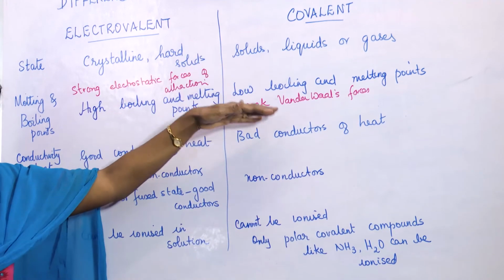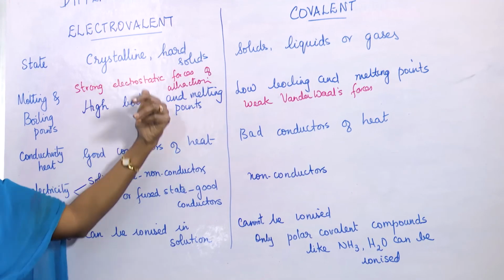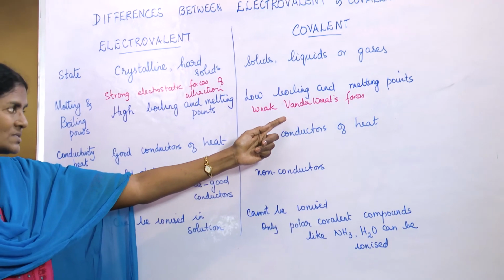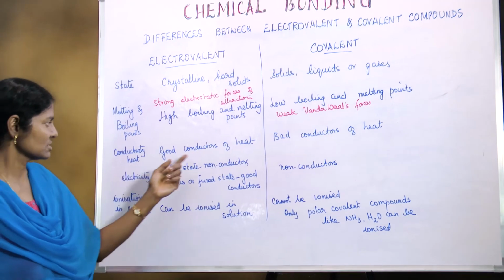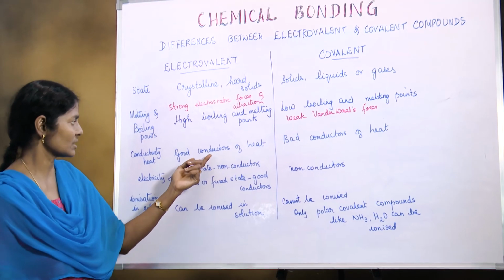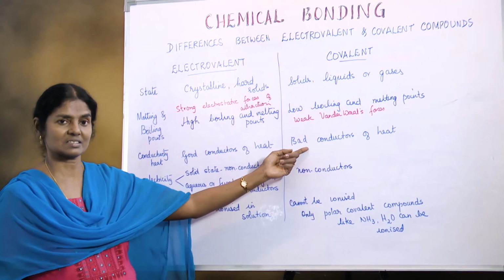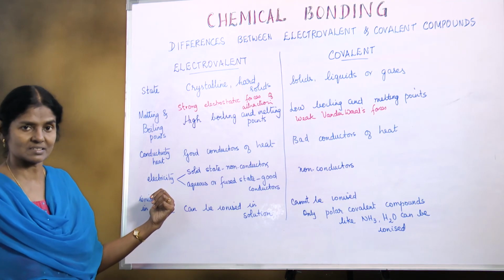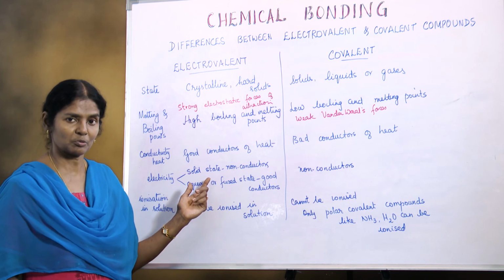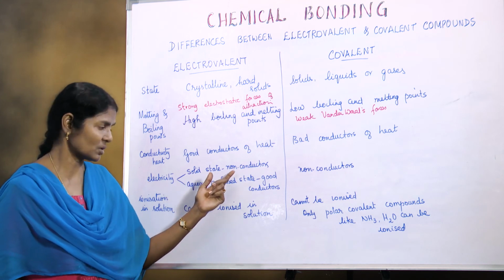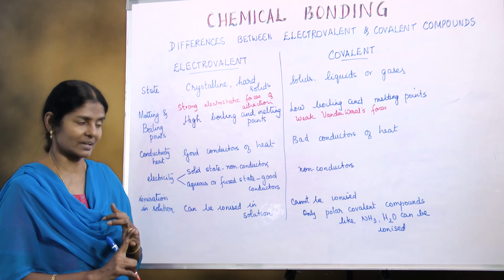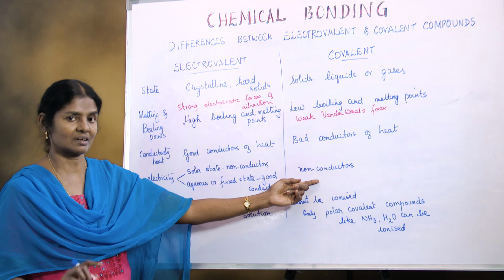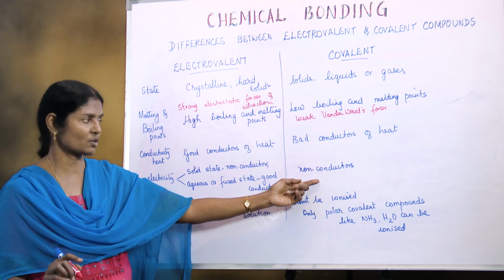So both these points have the same reason. These are bonded by strong electrostatic forces of attraction. Here you have weak van der Waals forces. Okay, conduction. Ionic compounds are good conductors of heat, whereas covalent compounds are bad conductors. When you come to electricity, usually ionic compounds in the solid state will not conduct electricity, whereas these are non-conductors, whether they are in the solid state or fused state or aqueous state.